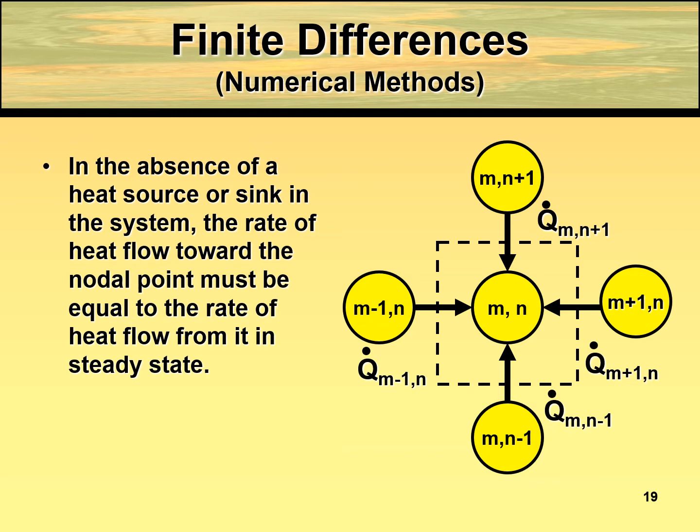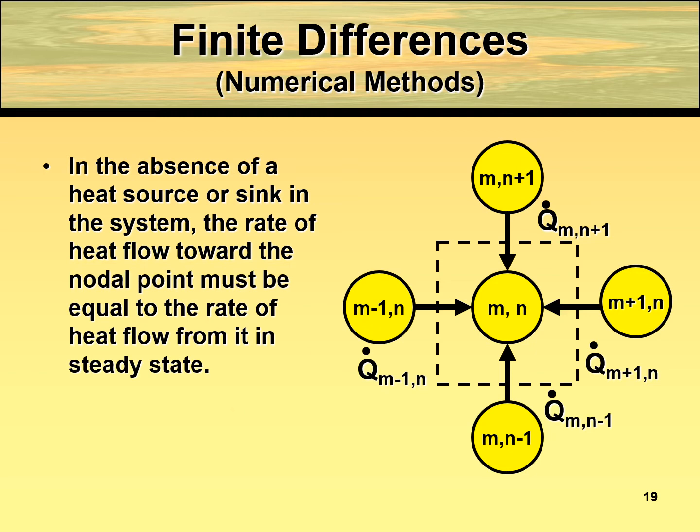If you look at the slide here, in the absence of a heat source or sink in the system, the rate of heat flow toward the nodal point must be equal to the rate of heat flow from it in steady state. So all the heat is coming into this nodal system. We have a coordinate system here: Mn is this one, a node right above it is Mn plus 1, a node right below it is Mn minus 1, a node on the right is M plus 1n, and the node on the left is M minus 1n, right?